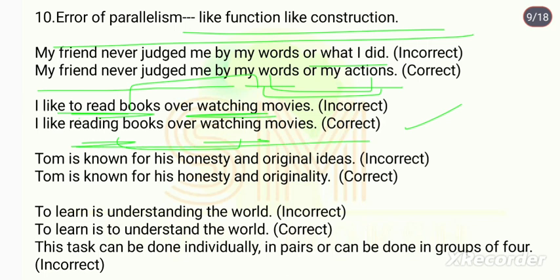Okay, Tom is known for his honesty and original ideas. So honesty and original ideas are not working parallelly. What do we say here? Tom is known for his honesty and originality. Honesty, originality, correct. You can see here that if it is adverb, adverb, adjective, adjective, gerund, gerund; and if we talk about infinitive, there also we will check parallelly, accordingly.